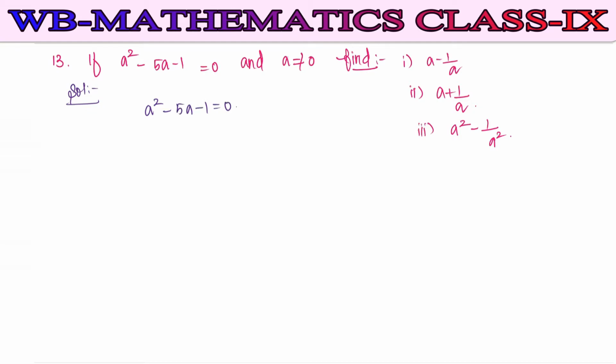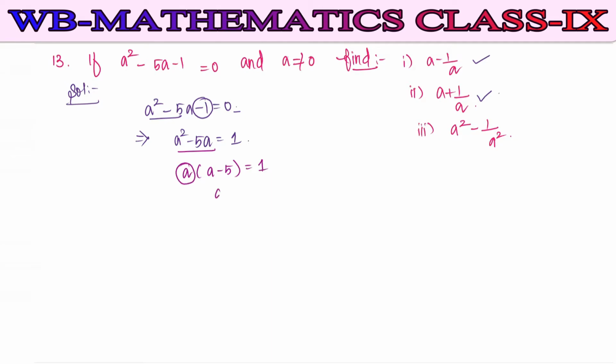We have to convert this expression in the form of a minus 1 by a, or we need to find it as a plus 1 by a. In these two conditions we will get any one. Let me see what we will get. First, let it be a square minus 5a. When you shift minus 1 to the opposite side, it will become plus 1. So I can take a common. When I take a common, the leftover is a minus 5 is equal to 1.